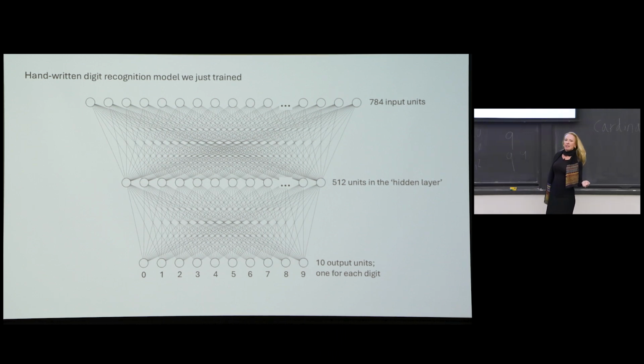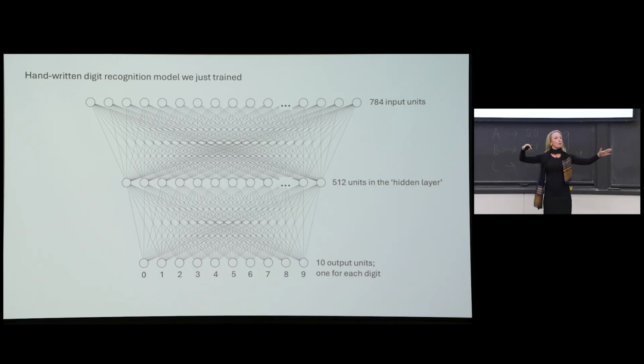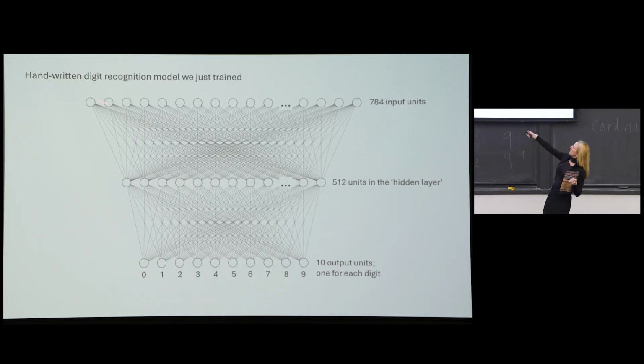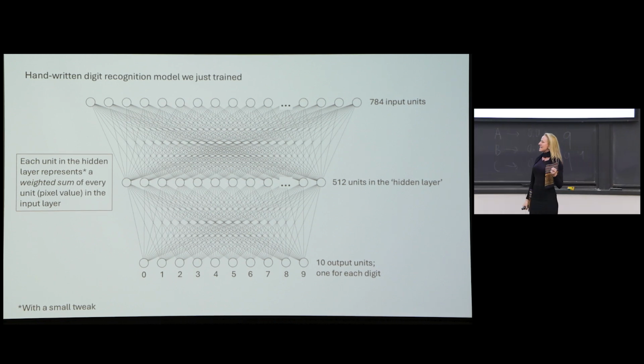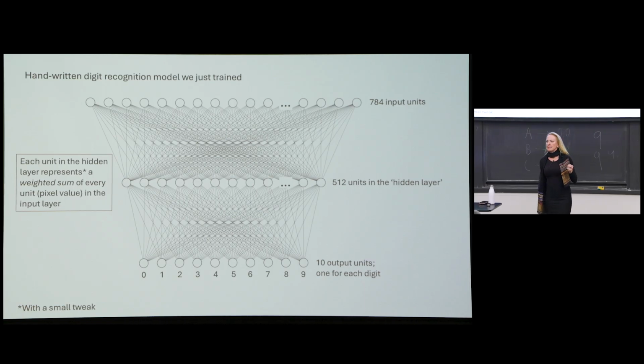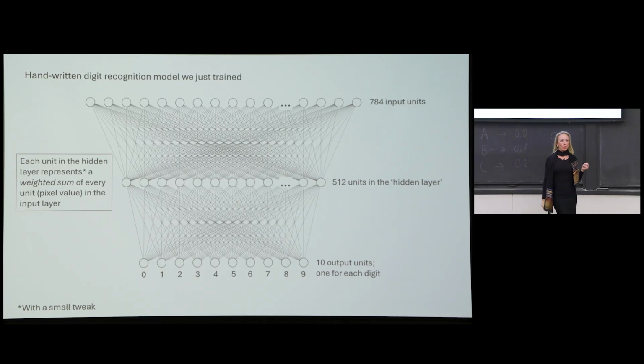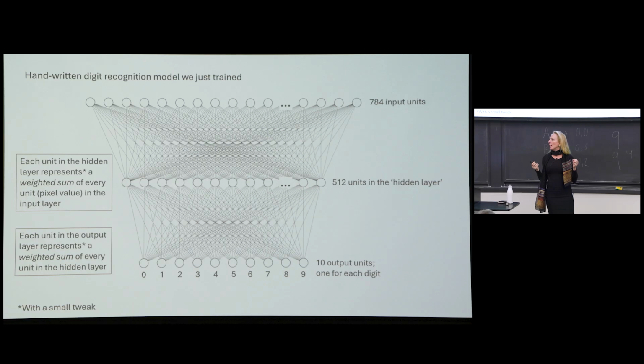Then at the bottom here, 10 circles, 10 output units. Why? Because there are 10 possible outcomes, right? 10 things that I want a probability distribution over, digits 0 through 9. All right, so these are numbers. Ultimately, we want this to be a probability distribution. How do we get there? So each of these 512 hidden units is going to represent a weighted sum of each of these 784 pixel values, numbers in the input. There's a little star because there's a little complication that we'll come back to. And each unit in the output layer is going to be a weighted sum of these 512 hidden units.